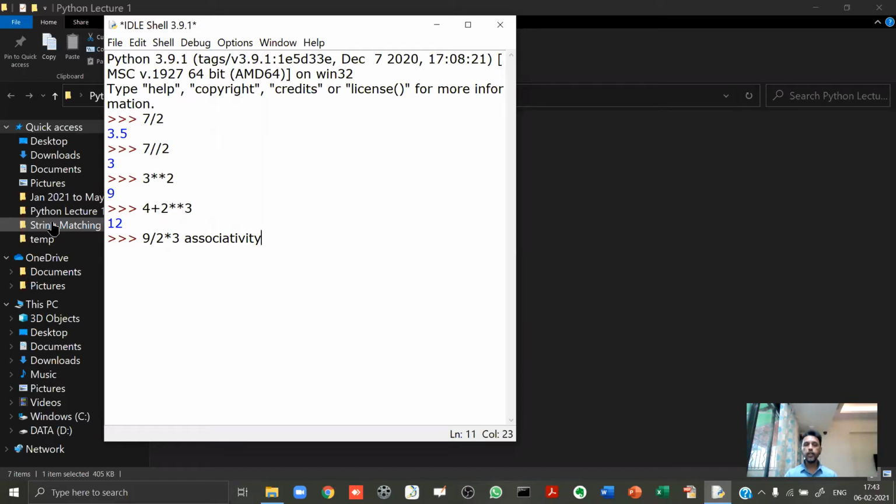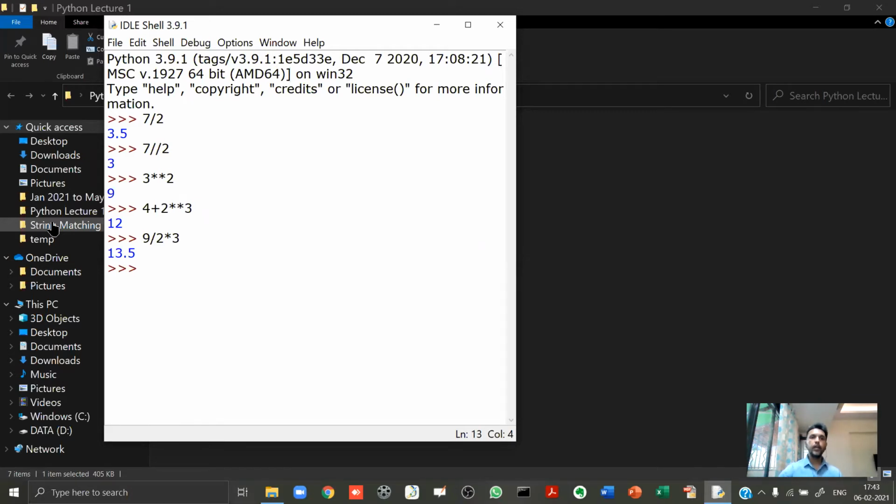So over here, division and multiplication come in the same group. So now I will say that the associativity of division and multiplication is basically left to right. Now what this means is that if you have division and multiplication together in the same expression, then the left one will be done first. So if you're really attentive, can you tell me what is going to be the answer over here? The answer will be 13.5. Basically, division will be done first. So 9 divided by 2 will give you 4.5, and into 3, that will give you 13.5.